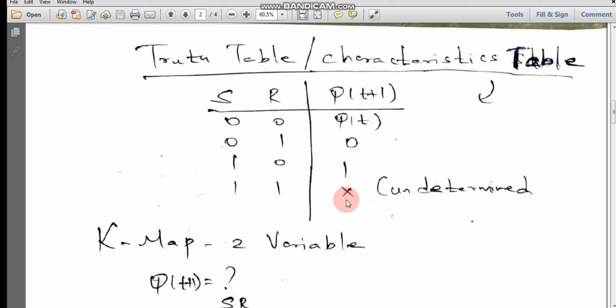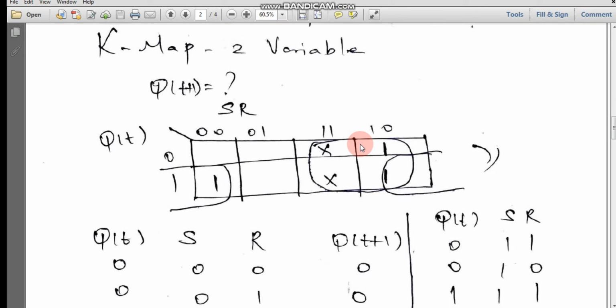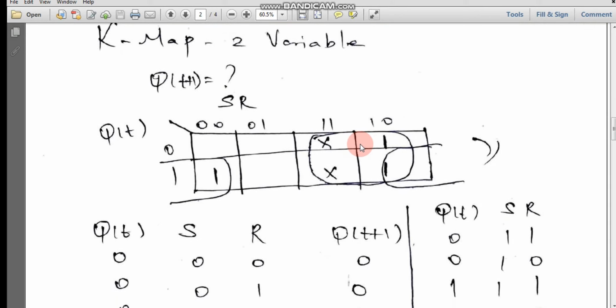Before framing the state equation from this characteristic table, I am going to apply the characteristic table values in the K-map. Okay, so this is a two variable K-map. From this K-map, it is possible for you to find out the state equation, or final equation, of Q of t plus 1. So this is a two variable K-map, with Q of t as 0, otherwise it is 1. For SR, I already told you there are 4 input combinations: 0 0, 0 1, 1 1 and 1 0.